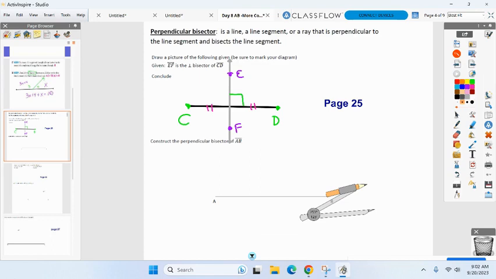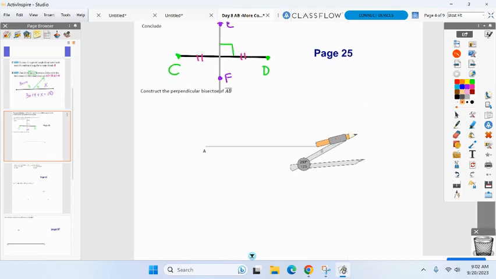Now, how do I do this with my compass and straight edge? Because we know how to freehand it. How about my compass? I've got news for you. We've done this already. This isn't going to be a new construction. We've done this construction.